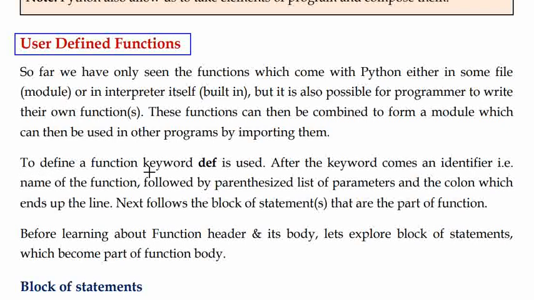To define a function, the keyword def is used. After the keyword comes an identifier, that is the name of the function, followed by a parenthesized list of parameters and the colon which ends the first line. Next follows the block of statements that are part of the function. Before learning about the function header and its body, let's explore the block of statements which becomes part of the function body.